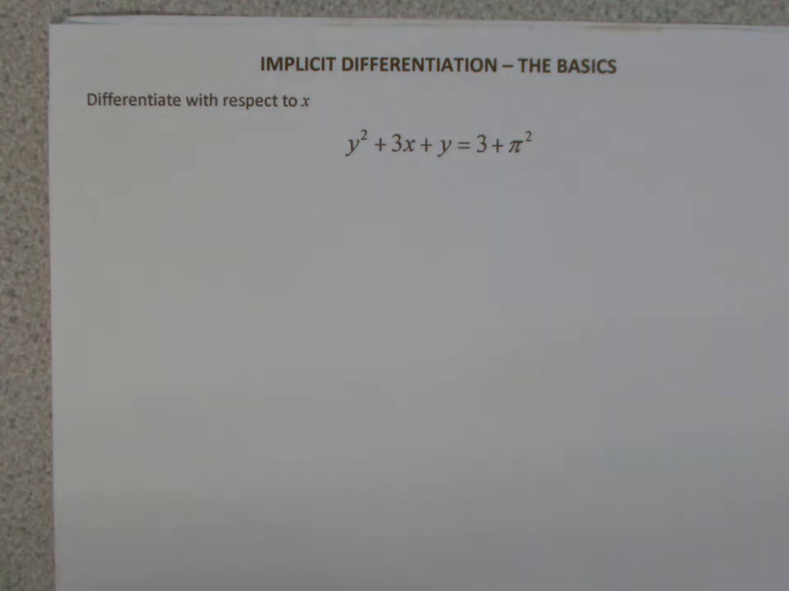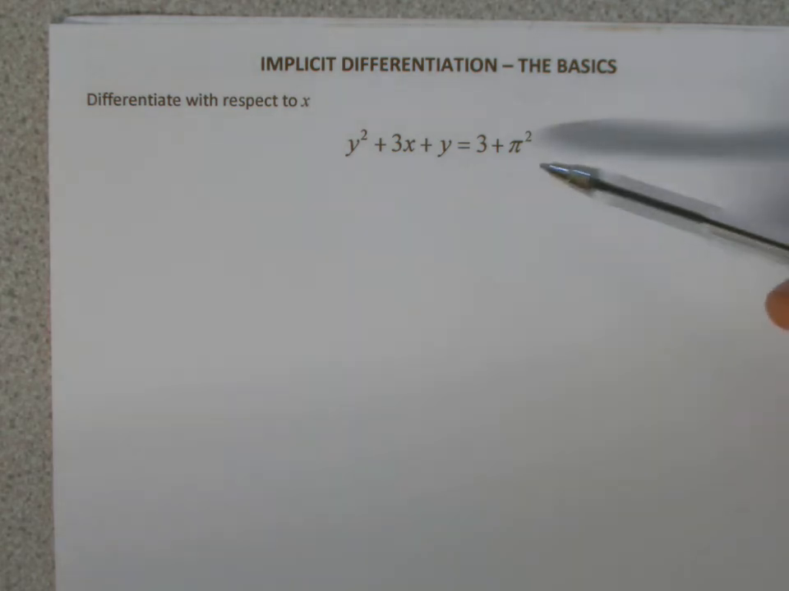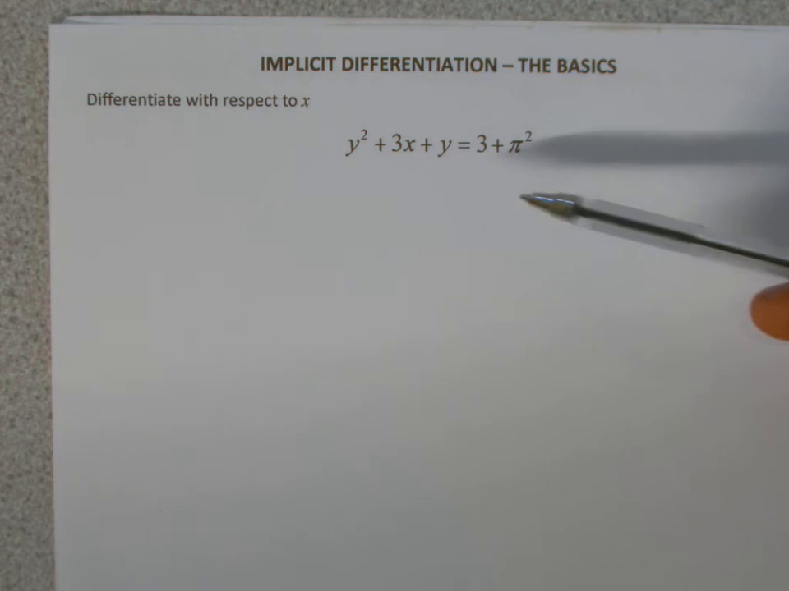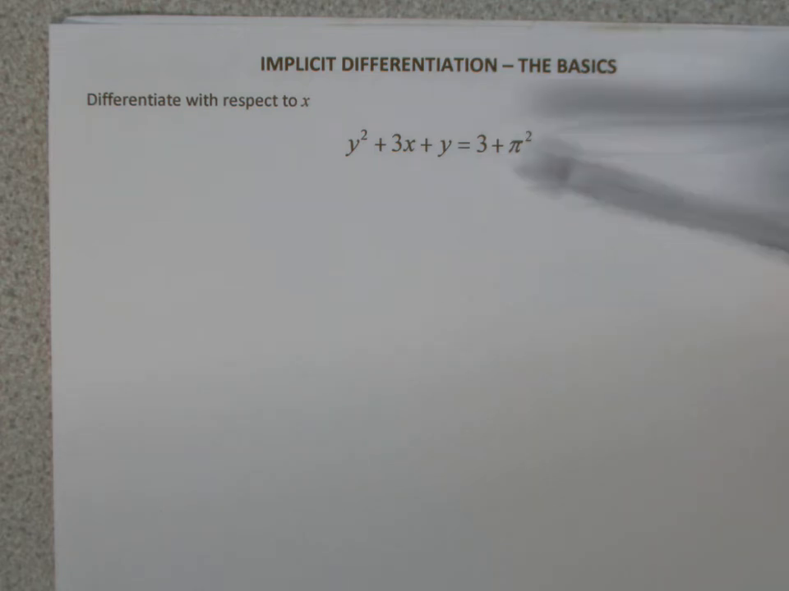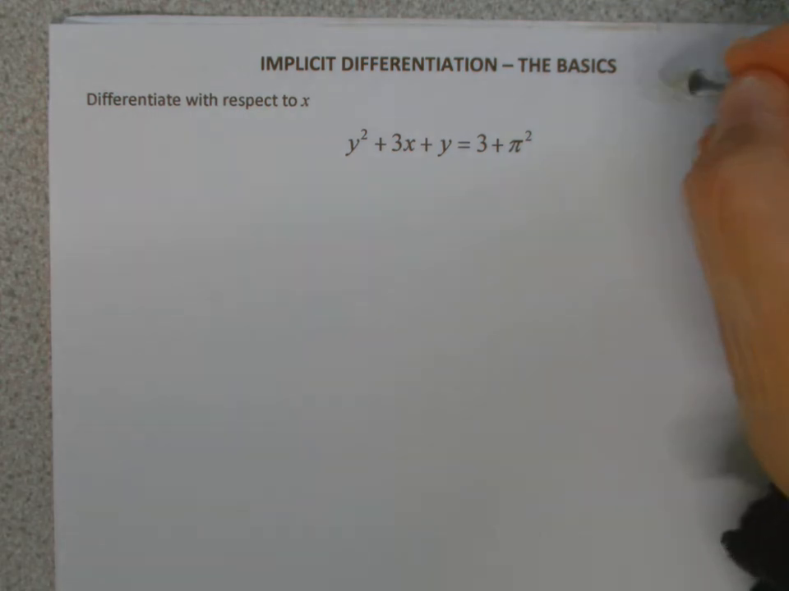Right, implicit differentiation. Let's look at the basics of it. Now, you need to use that method when you have an implicit function. What we mean by an implicit function is y isn't actually given in terms of x. We haven't got a straightforward function such as y equals f of x.